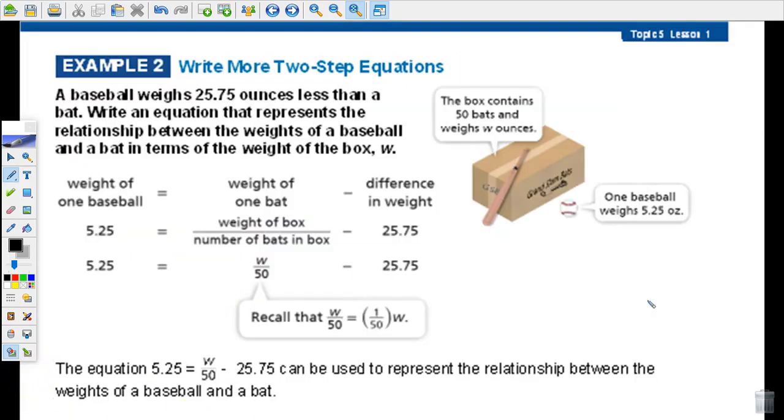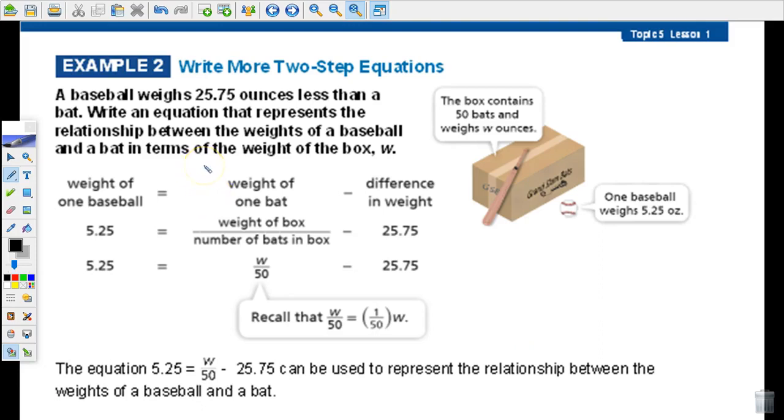Here we are. Example 2. Write more two-step equations. This one's a little bit tougher. So if you have a hard time with this on the first try, go ahead and rewind and listen again to help you figure it out. Or go ahead and get in those comments. Get in the comments.